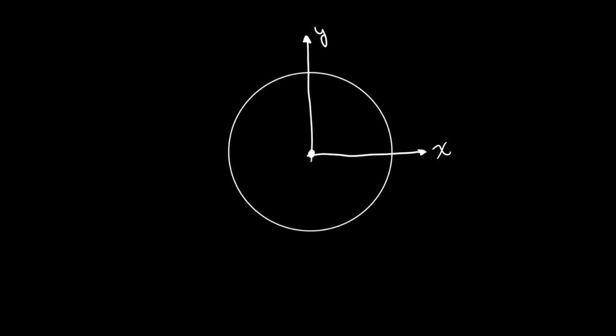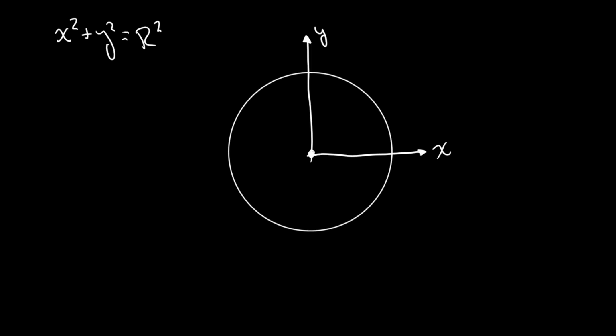Now, in this case, since the origin is at the center, I can describe my circle by the equation x squared plus y squared equals r squared, where r is just the radius of the circle. Okay, so how do we show these symmetries mathematically? It turns out that it's actually easier to start with rotations.